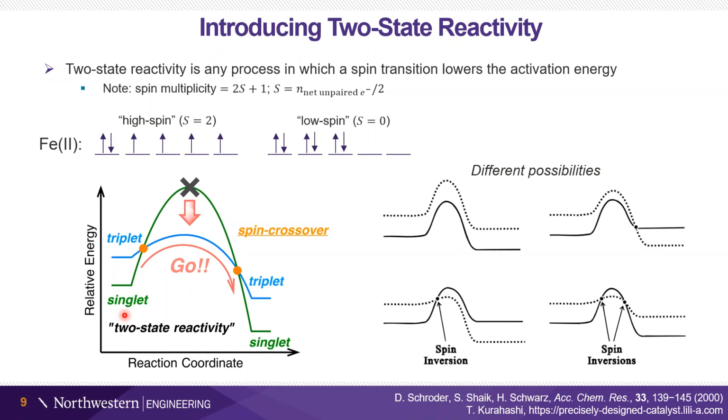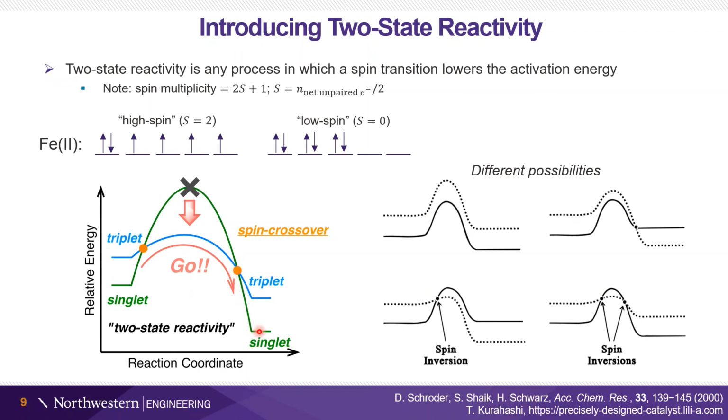So for instance, in this example, the reactant is most stable in the singlet spin surface with no unpaired electrons, and the triplet spin surface is higher in energy. The same is true for the product, but at the transition state, it's actually not the case. At the transition state, there's a lower energy spin state that's in the triplet state as opposed to the singlet state, which lowers the effective barrier.